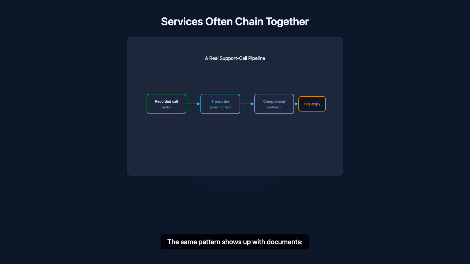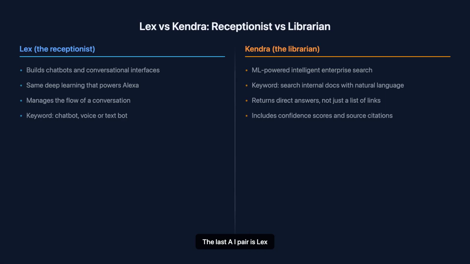The same pattern shows up with documents. Textract digitizes a scanned invoice, then Comprehend analyzes the words it pulled out. So if a question describes a flow from documents or audio into understanding, you're often chaining two services, not choosing between them.